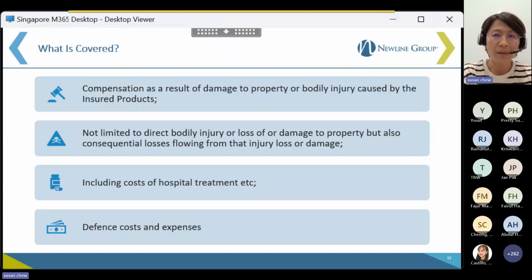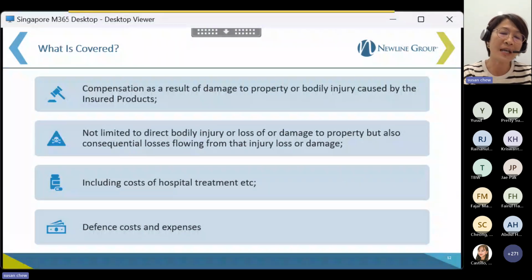What are we covering under product liability? The coverage is straightforward. Essentially, we are talking about compensation made available as a result of damage to third-party property or third-party bodily injury, which is caused directly by the insured products. Other than the direct bodily injury or property damage, we also intend to cover consequential loss flowing from that injury or that property damage. One very important aspect is, of course, we cover the cost of hospitalization and the related medical treatment to the injured party.